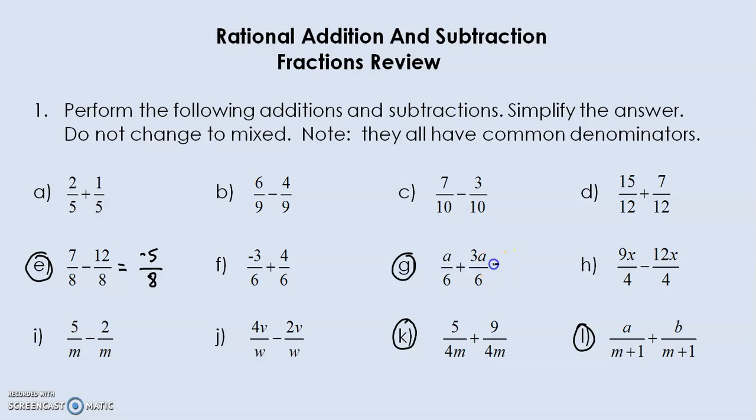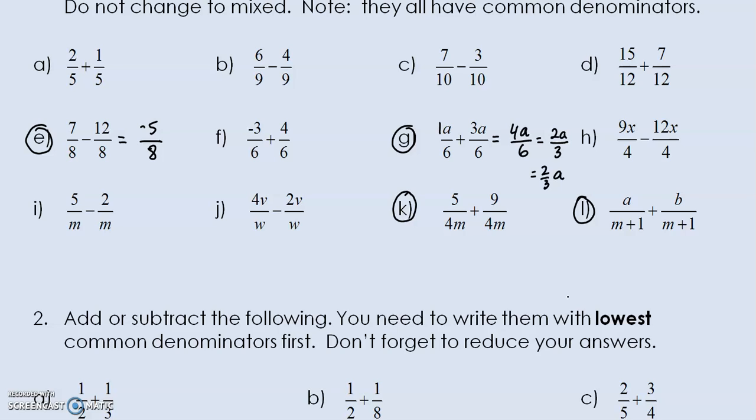You could also have variables in the top of a fraction. Same deal though, the denominators have to match. And in this case, a plus 3a, which happen to be like terms, so we can say 4a, and you're allowed to reduce that just like you would any other fraction to 2/3, okay? And the a is still attached on top. Incidentally, you could also have written that as 2/3 a. You'll see that sometimes in future questions.